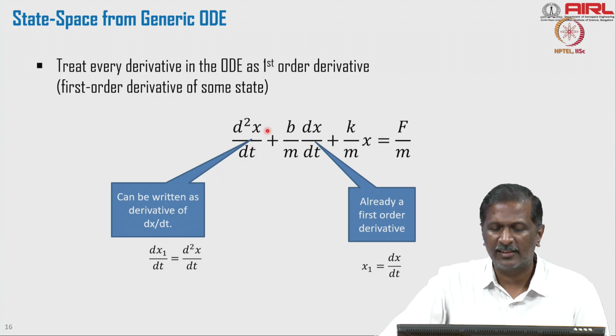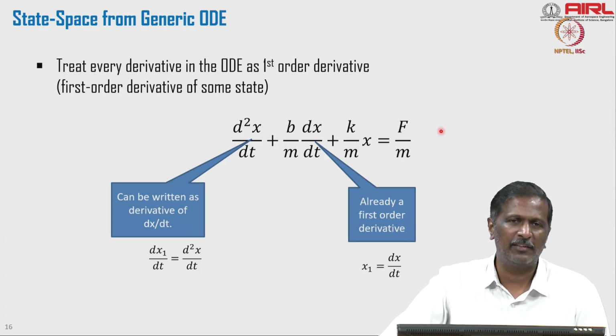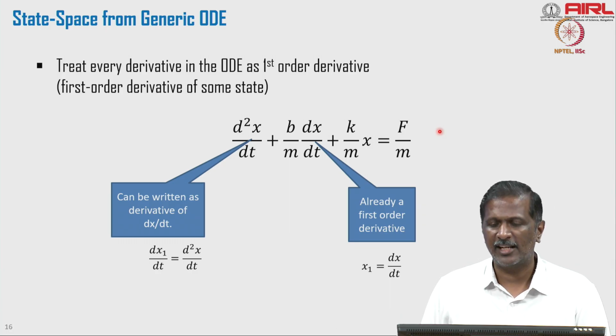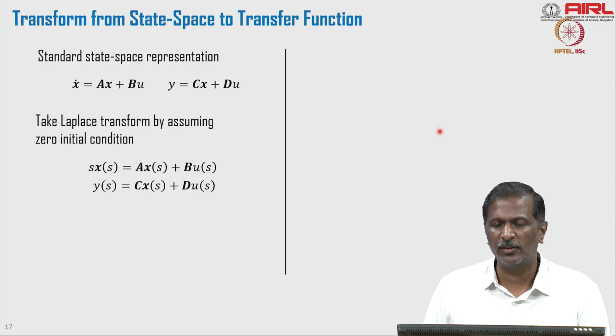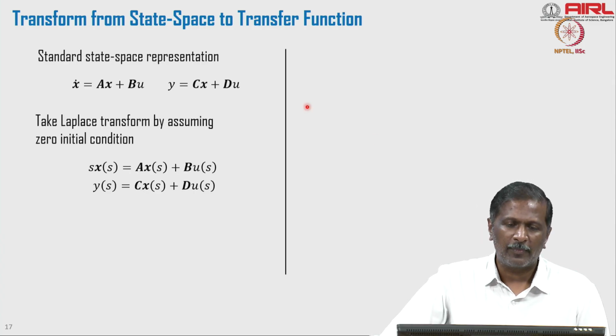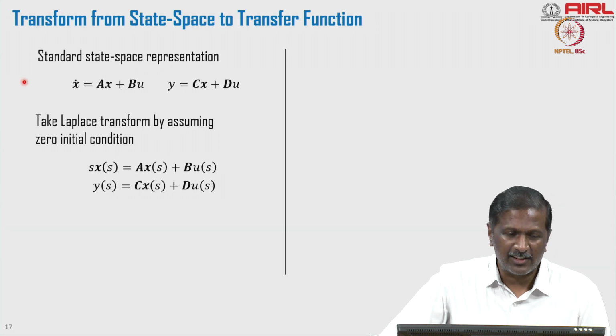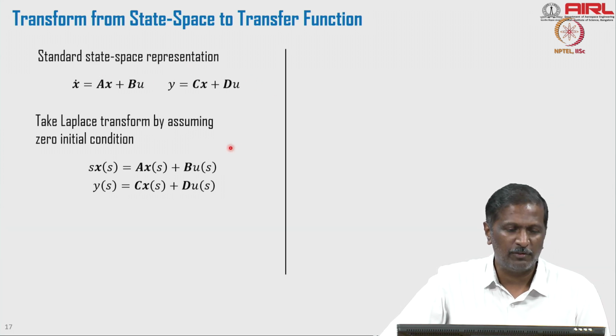The second order can be written as dx1/dt, which is basically d²x/dt², whereas dx/dt is x1. So, from an ordinary differential equation also, you can convert and represent it in a state space form nicely. You can bring them into x dot equal to Ax plus Bu and y equal to Cx plus Du. Now, I can convert the state space representation to Laplace form.